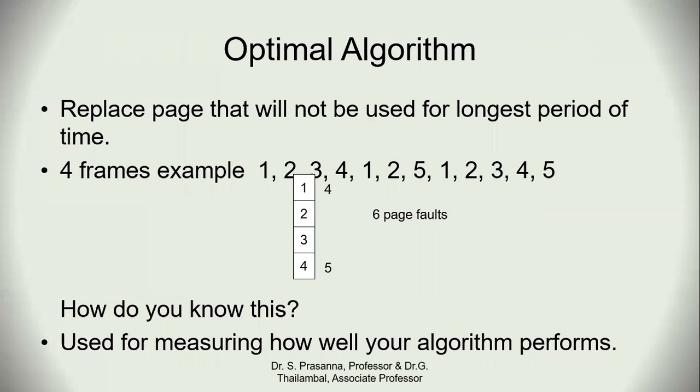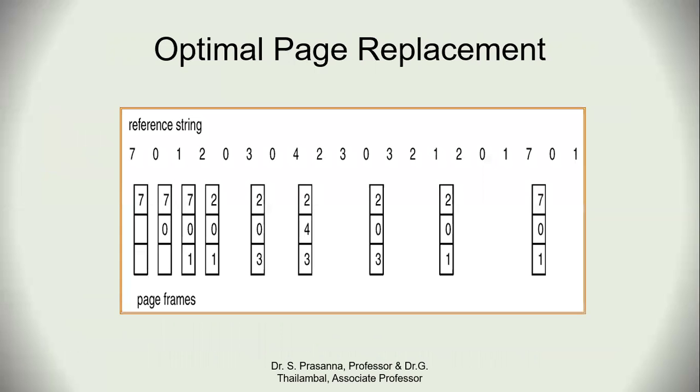So if 4 frames are used, totally it is going to have only 6 page faults. So you can see another example for this optimal page replacement algorithm. First 7, 0, 1 is stored. When it goes for 2, you can see in the previous value 7, 0, 1, the page which is not referenced for the longest period of time is 7, because recently 1 is referenced, and very recently 0 is also referenced, but not recently 7 is referenced. So therefore 7 will be taken as a victim and 2 will get replaced.